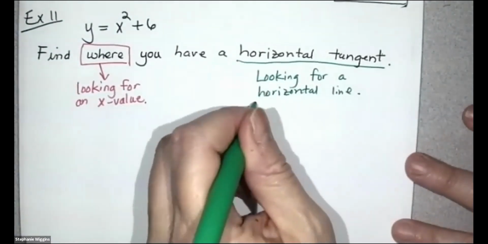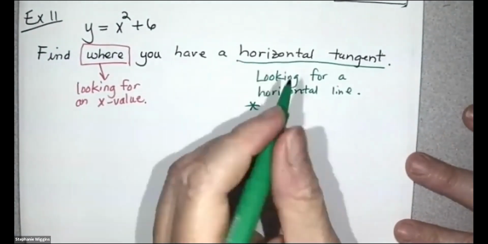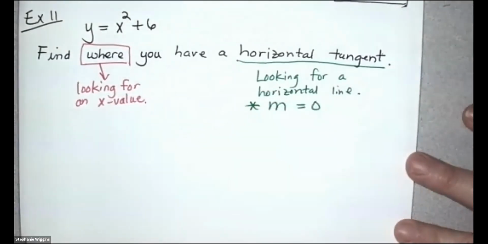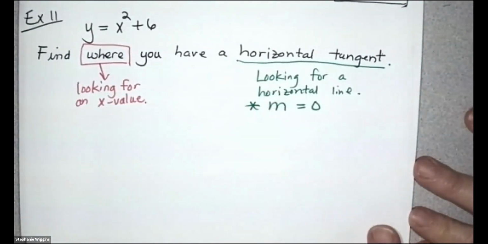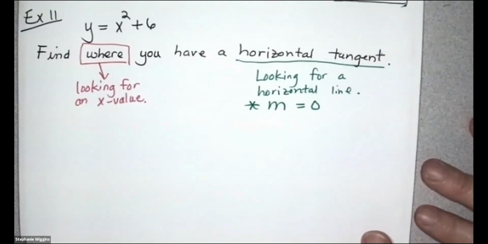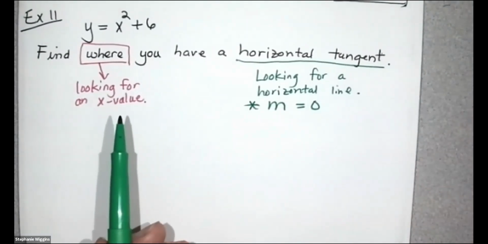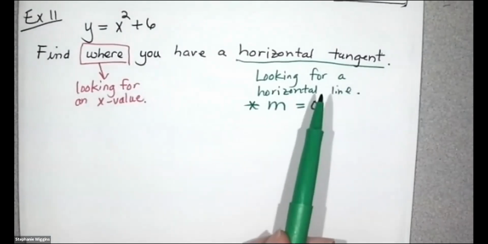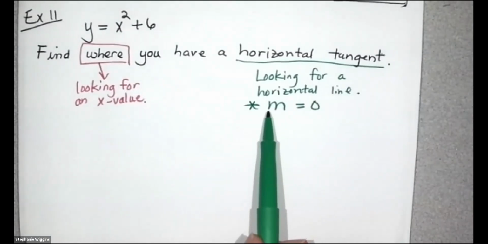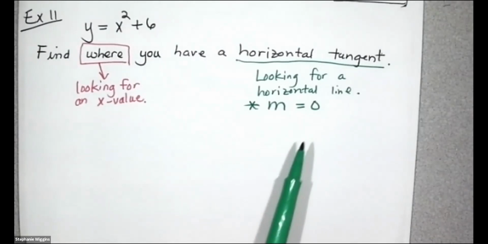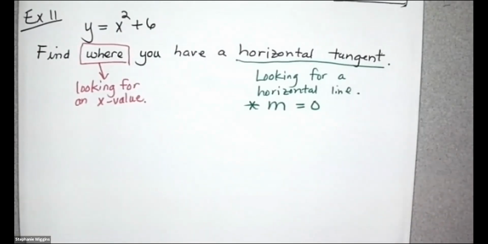And what is the key thing about a horizontal line? m is equal to 0. So it's asking me where, so I'm looking for an x value, but I'm also noting that m equals 0. So the derivative, remember, for your function is the slope of the tangent.